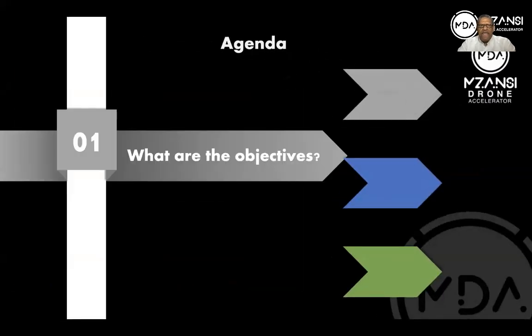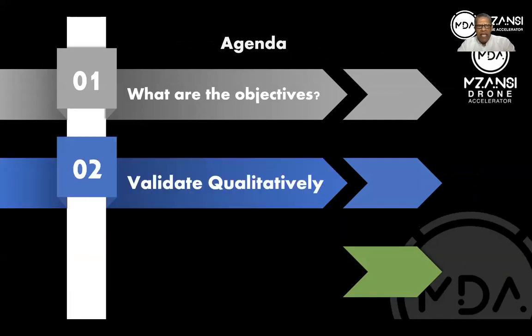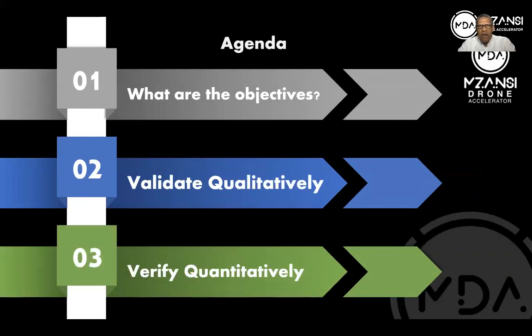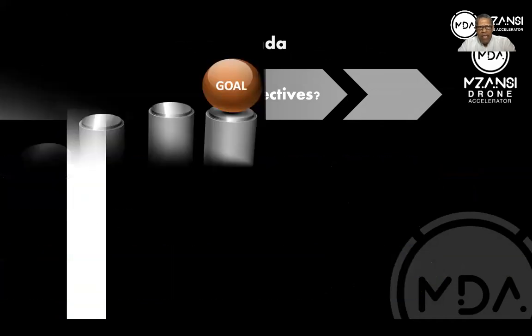Let's look at our agenda for today. We're going to start by outlining the objectives. What are the objectives of our MVP? And then we're going to get deeper into how you validate qualitatively and also how you verify quantitatively. Okay, let's get to that part.